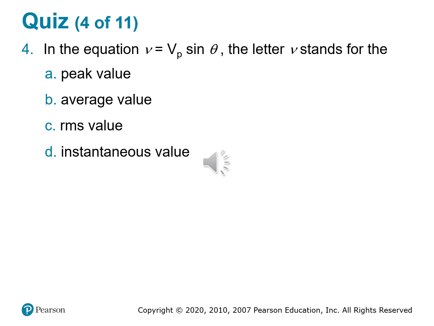Question 4. In the equation V is equal to V sub P times sine theta, the letter V stands for the what? A, peak value, B, average value, C, RMS value, or D, instantaneous value. Go ahead and pause. And you're back. The correct answer for number 4 is D, the instantaneous value.